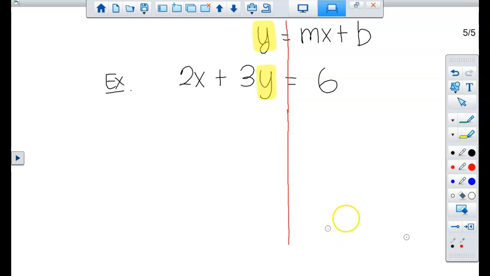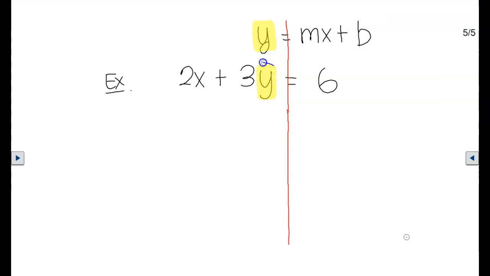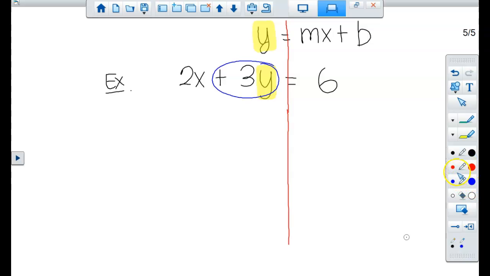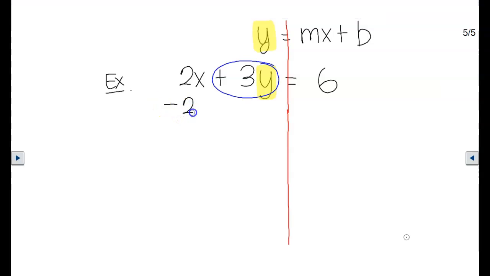The first thing I want you to do is find your term that contains y, and I want you to circle it. So I'm going to circle this positive 3y. So find that term that has your y in it and circle it. Now, here's what you're going to do. You're going to need to cancel out this 2x. And to cancel out this 2x, you can either add 2x or subtract 2x. Now I want you to think about it. That is a positive 2x. So if you wanted to cancel that out, would you add 2x or would you subtract 2x? To cancel it out, we would have to do the opposite. So we're going to have to subtract 2x.